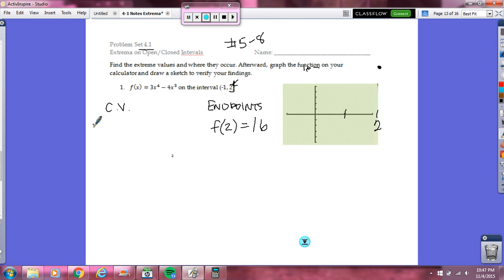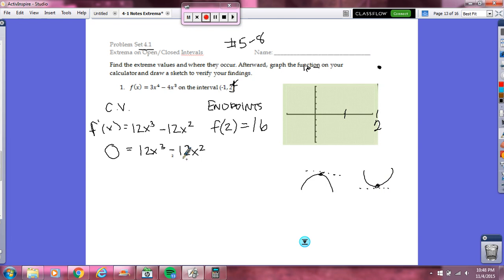Critical values come from where the derivative is 0 or undefined, so I've got to take my derivative. Yay, power rule. When I look at that derivative, I'm not going to be undefined because I'm not dividing by 0, I'm not taking a square root of a negative, I'm not taking a natural log of a negative. So I just need to figure out when my derivative is equal to 0. Like, when do I have a horizontal tangent line? Because a horizontal tangent line could be a place where I have a maximum or a minimum, potentially.